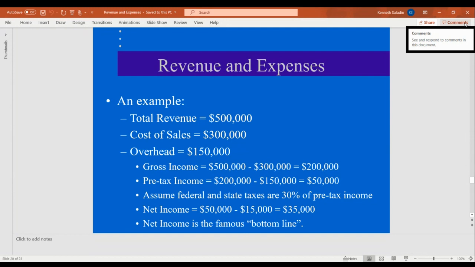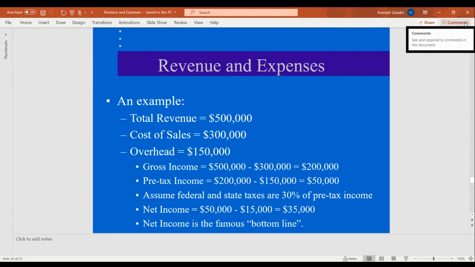Now, assuming that federal and state taxes are 30% in this particular example, and that's probably in the ballpark. I consulted a friend who has worked for a business for many years, and he told me that roughly across the United States, the percentage of tax that corporations pay is somewhere between about 30 to 35% of their pre-tax income. So I picked 30% in this example.